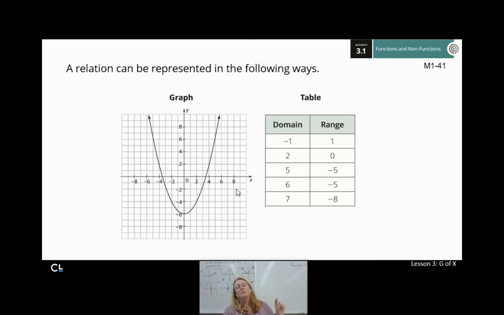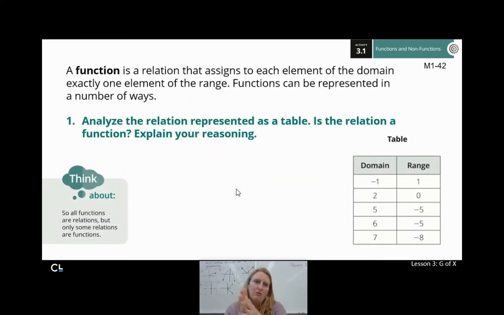Now, let's be a little more specific because I used the word function earlier. I used the word function in your last lesson as well, in a previous lesson. So let's get this down, function. A function is a specific kind of relation. A function is a relation that assigns to each element of the domain exactly one element of the range.